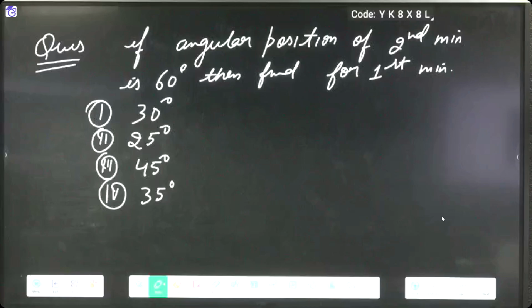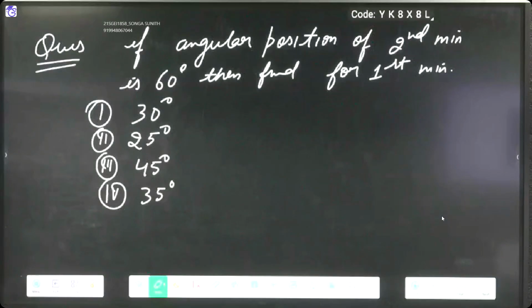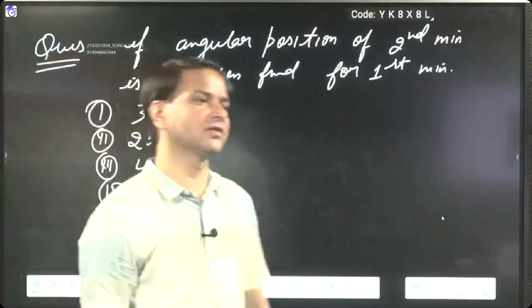30, 130. Good. Next. 30. Most of the students are saying 30. Directly half. First minima, directly half.